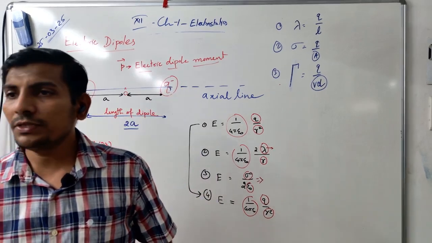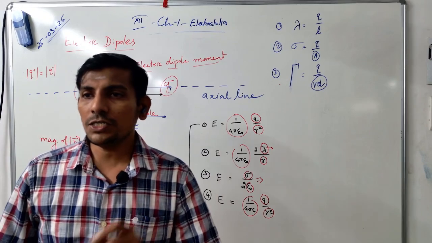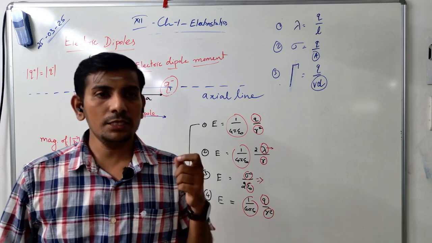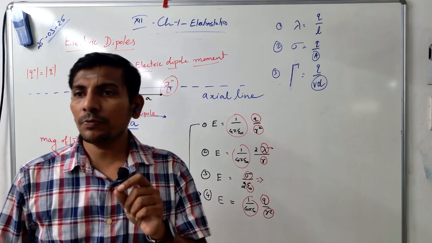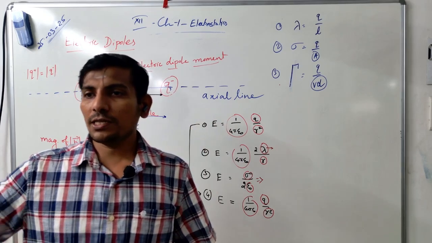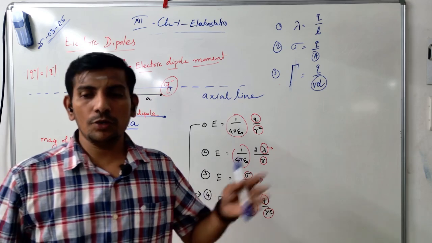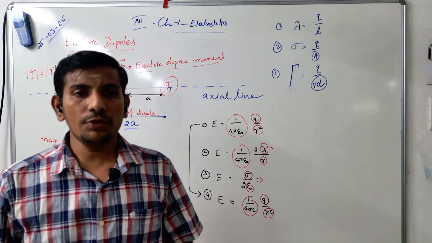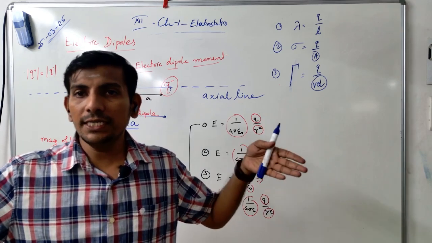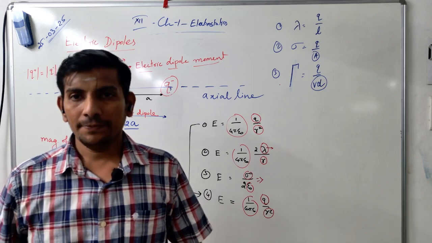And the midpoint of this length is called the origin of the dipole, from where we do all the measurements. Any distance measurement must be done only from the origin O. So from that origin towards the right-hand side, that is the positive charge, and to the left, the negative charge, what do you call the distance? a. Put together, the net distance is called 2a.